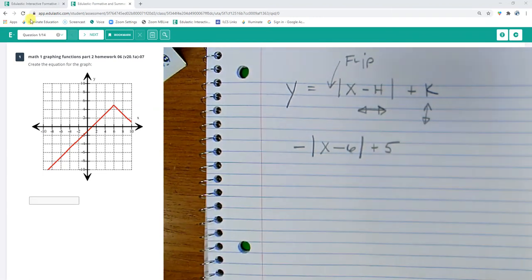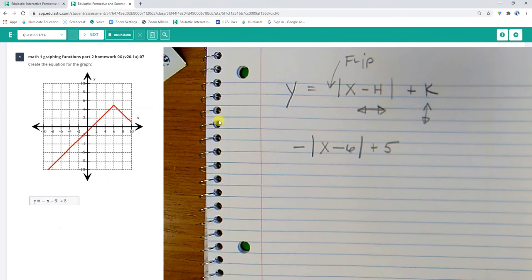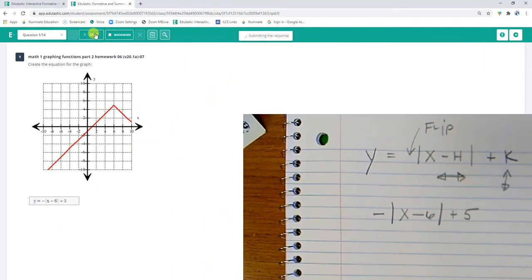There we go. I wish I could check my answers on these. So I have it as y equals negative absolute value x minus 6 plus 5. All right, let's submit that one and keep going.